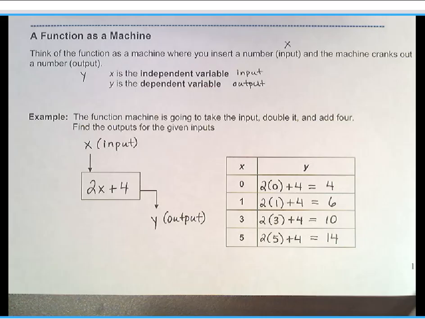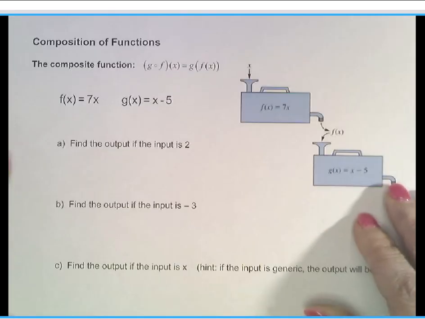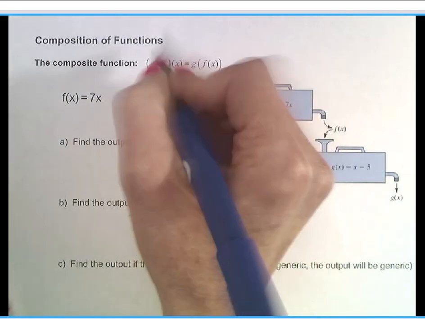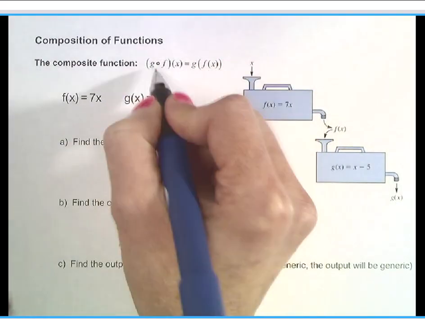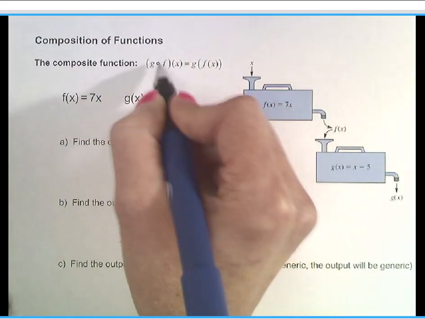And then we can go into what's called a composition of functions, which is like when you have a function machine attached to another function machine. So you might have seen this in college algebra. The composition of functions looks like this: G and then a little circle. It looks like "g-o-f", or if you write it the other way, it looks like "f-o-g", but it's not really an O, it's just a little circle.